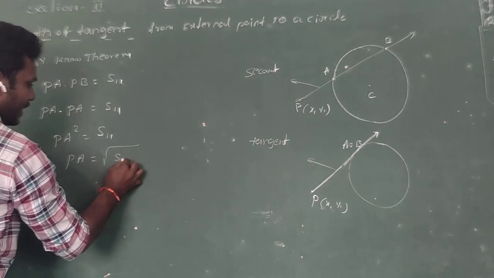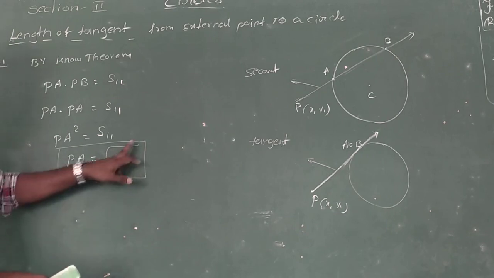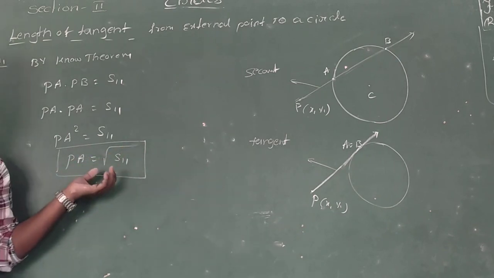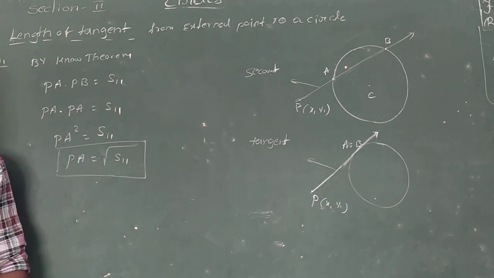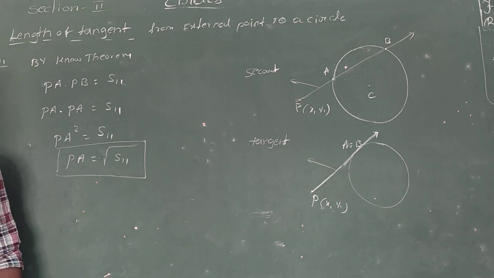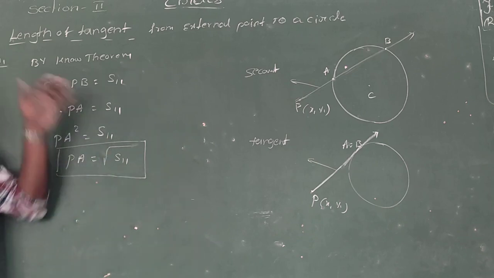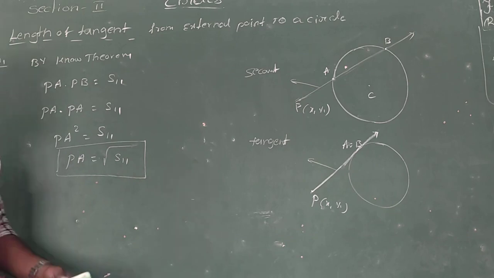That's why PA, the length of the tangent, will become root S11, taking the square root. That result is called the length of the tangent. So from the theorem you can prove that root S11 is the length of the tangent. This is method 1. We are going to find one more method, method 2.